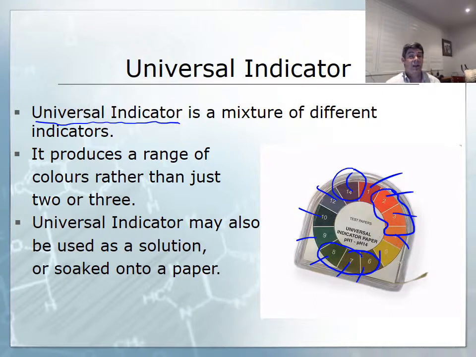So quite a different range of colors because the universal is a combination of different indicators, so they're all being expressed at different times, which is why we get a range of different colors. And like litmus, universals can be used as a solution with dropper bottles, or it can be soaked onto a paper as this one has been.